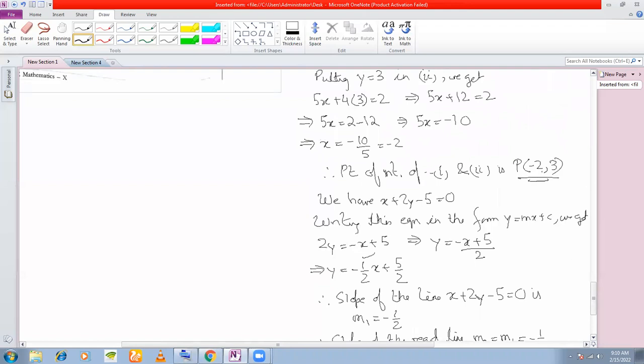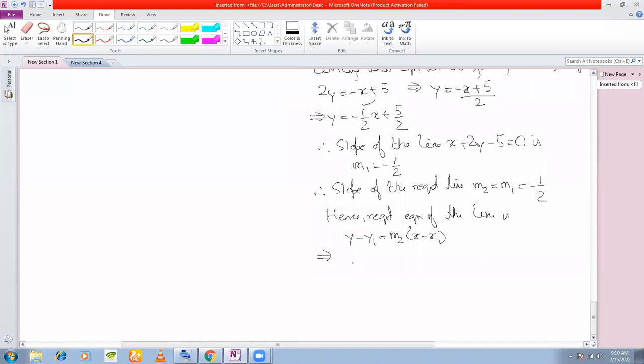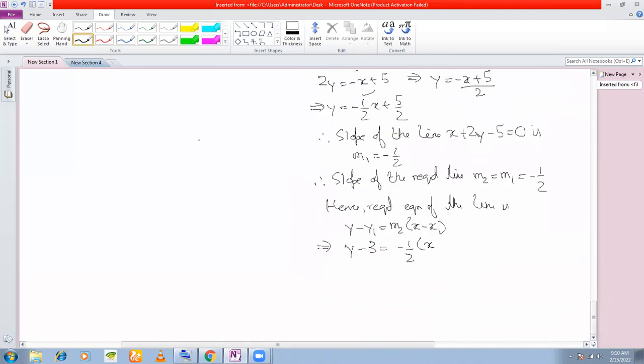This is p, the point of intersection. This is your x1, y1, right? So x1 is minus 2, y1 is 3. So you put y1 is equal to 3. M2 we have got as minus half, and x1 is minus 2. Yes, x1 is minus 2. So we put this in the curly brackets, right? And therefore we can solve.